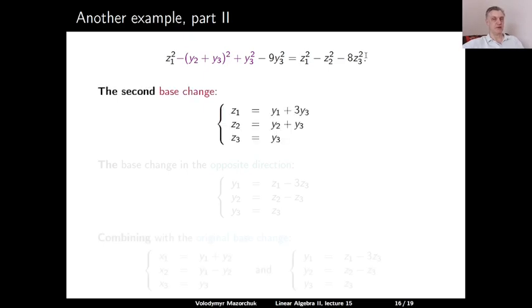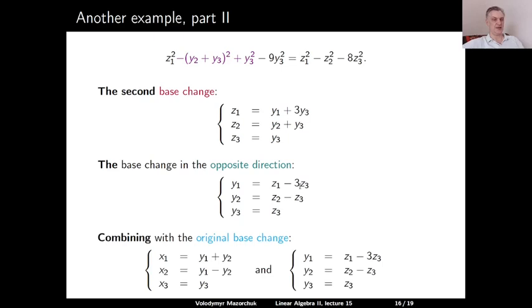So the second base change is given by the formula that the coordinate z1 is y1 plus 3y3, z2 is y2 plus y3, and z3 is y3. So we can rewrite it as a base change in the opposite direction. So from the last equation, y3 is just z3. Now from the second equation, y2 is z2 minus y3, which is z2 minus z3. And from the first equation, y1 is z1 minus 3y3, which is z1 minus 3z3.